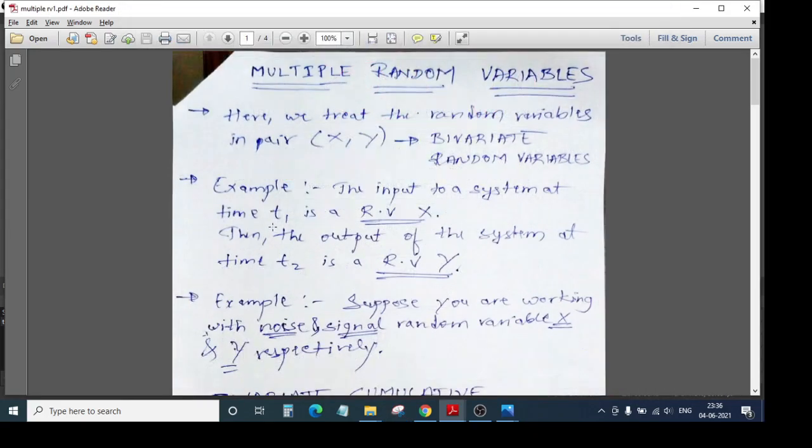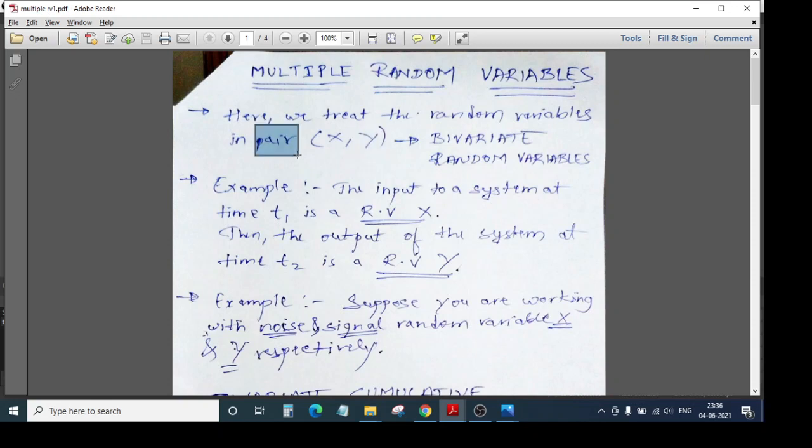Now moving ahead, when we speak of multiple random variables, the other name for it is bivariate. Bivariate is nothing but we have two variables. That's why we call it bivariate. So which are our two variables? Our two variables are X and Y. And always remember friends, this X and Y will be in pairs. They will come together.